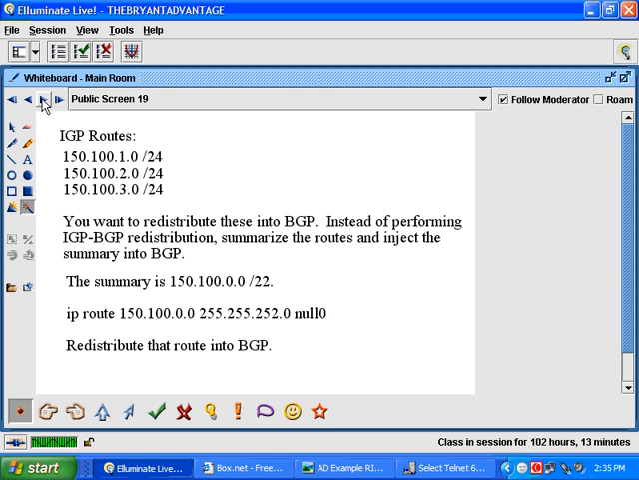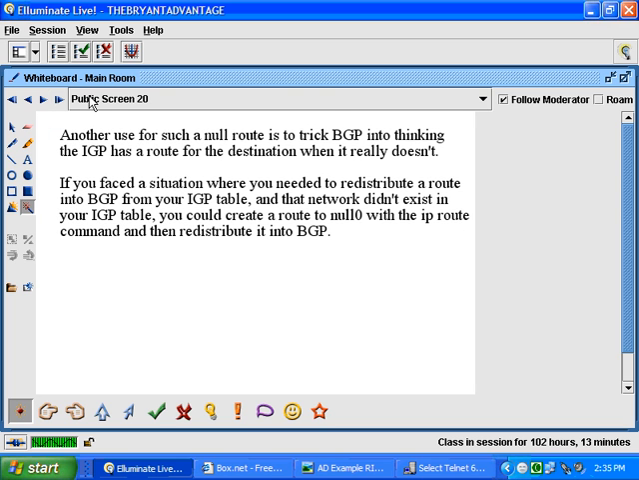There's one more use for doing that, and that is to trick BGP into thinking the IGP has a route for a destination that it really doesn't have. If you ever face a situation where you need to redistribute a route into BGP from your interior gateway protocol, and that network didn't exist in your IGP table, you could create a route to null 0 with the IP route command and then put that into BGP.